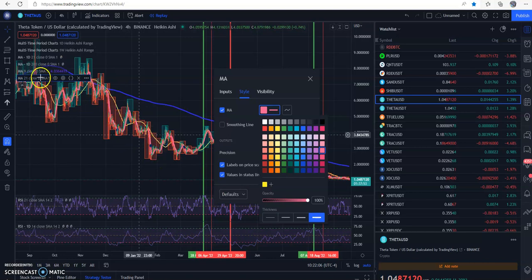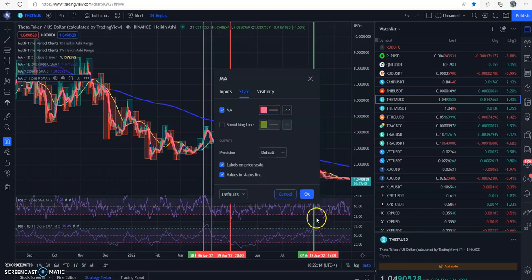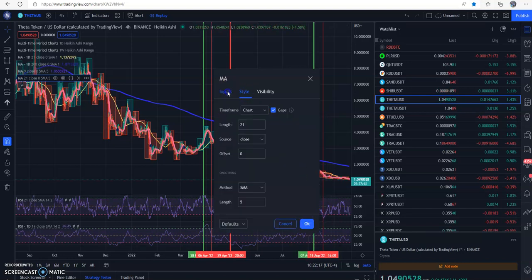Now it's set as a 5 because I haven't hit OK yet. So you can come back here, click anywhere that comes off of it, and then you'll hit inputs, offset 0, length. I like to keep that at 1. The method is a smooth moving average, exponential. We're just going to keep smooth and hit OK.